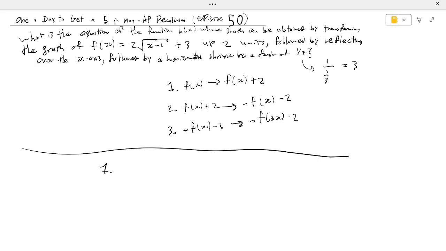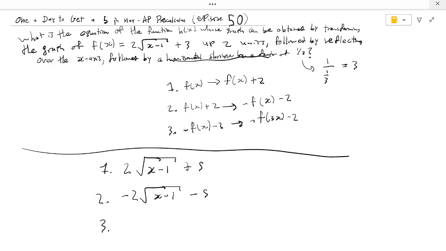So first, we're going to go up 2, right? So that's just going to add 2 to it. So we're going to get 5. Then, make everything negative because of reflection over the x-axis. So negative 2 square root x minus 1 plus 5. Oh, sorry. I'm very sorry. Minus 5. That's an easy mistake to make. So you gotta make the whole thing negative. And finally, a horizontal shrink by a factor of 1/3.